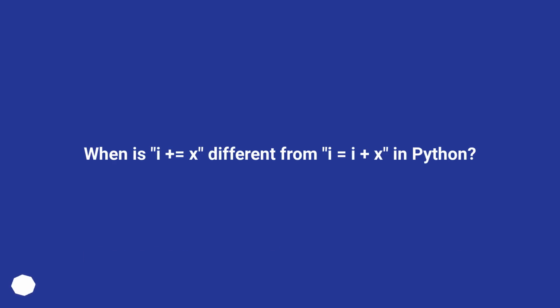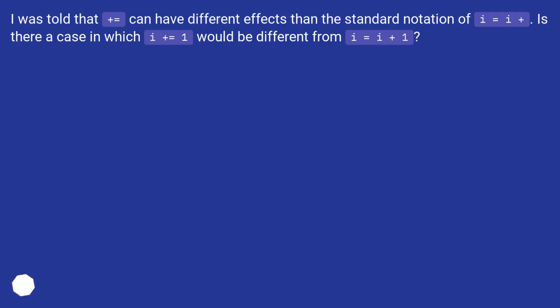When is i += x different from i = i + x in Python? I was told that += can have different effects than the standard notation of i = i + x. Is there a case in which i += 1 would be different from i = i + 1?